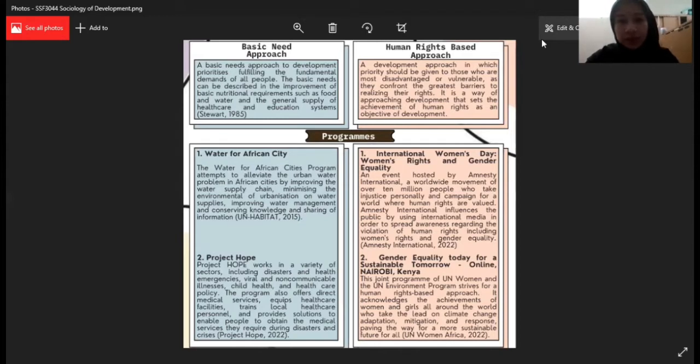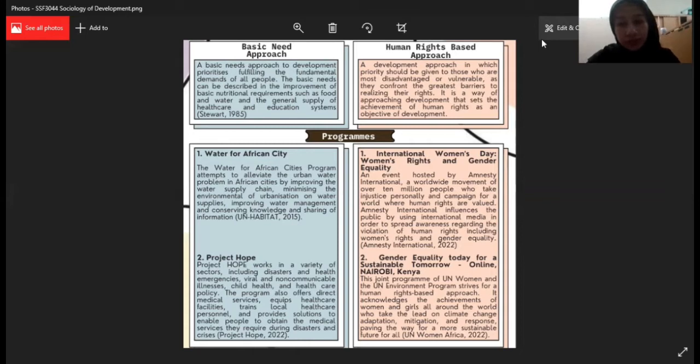The first program is the International Women's Day, Women's Rights and Gender Equality. It is an event hosted by Amnesty International, which is a worldwide movement of over 10 million people who take injustice personally and campaign for a world where human rights are valued. Amnesty International influences the public by using international media in order to spread awareness regarding the violation of human rights, including women's rights and gender equality.